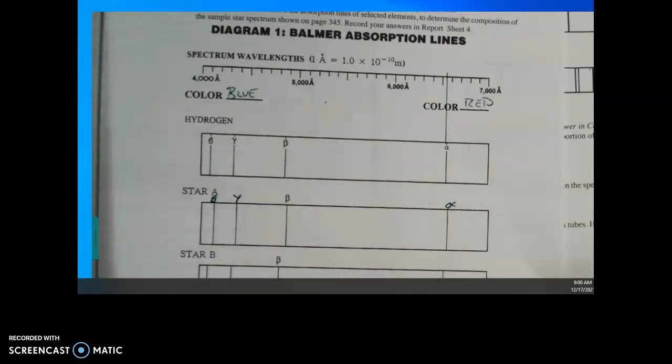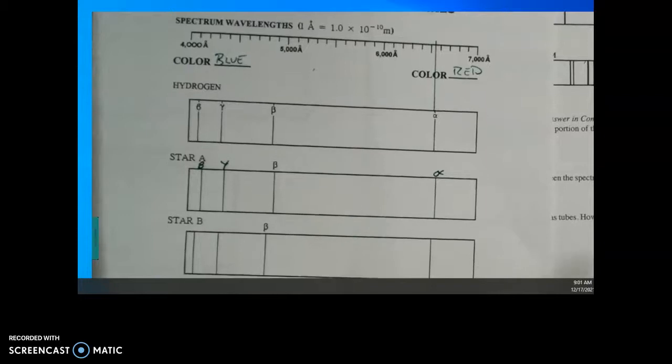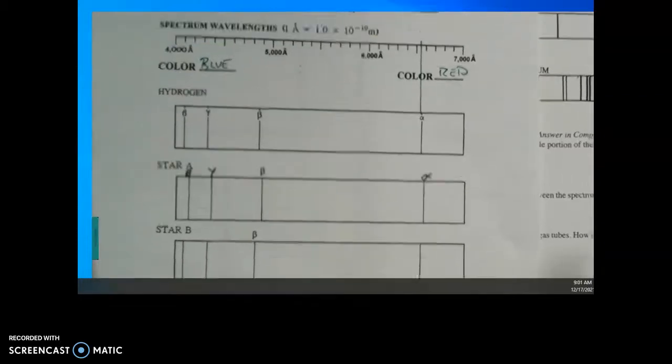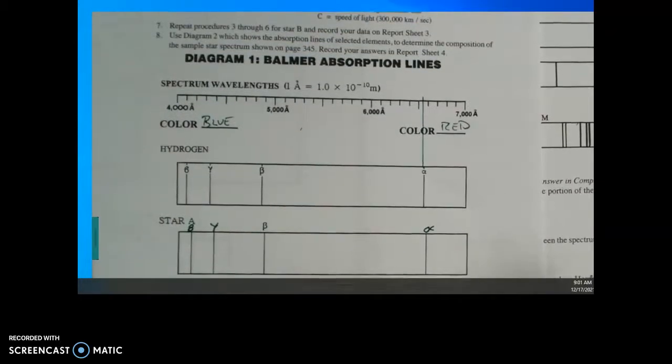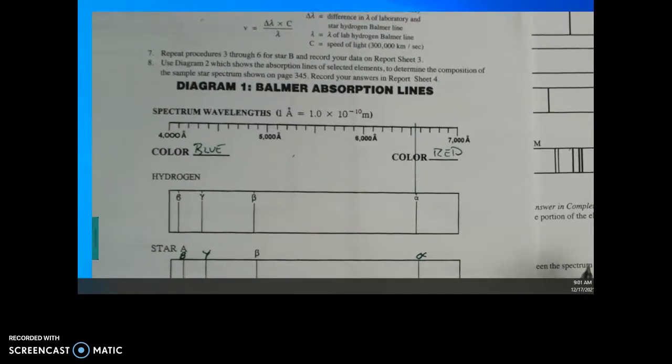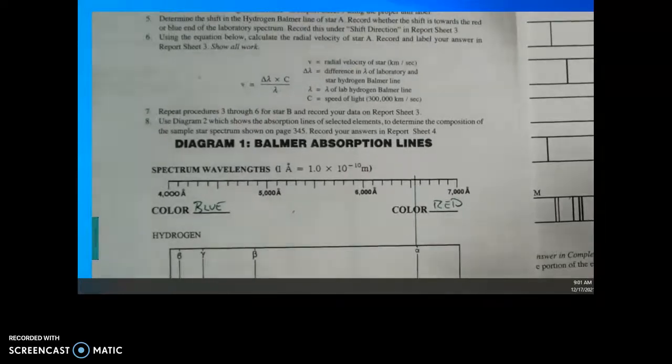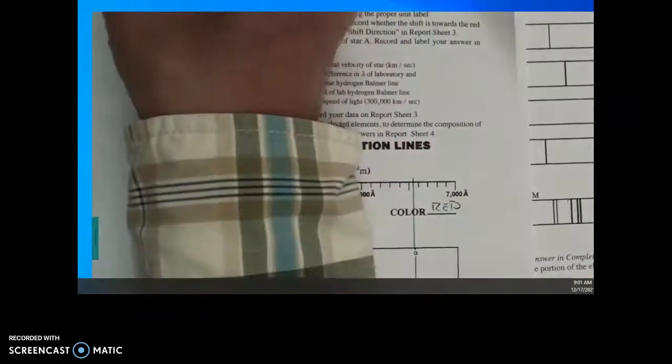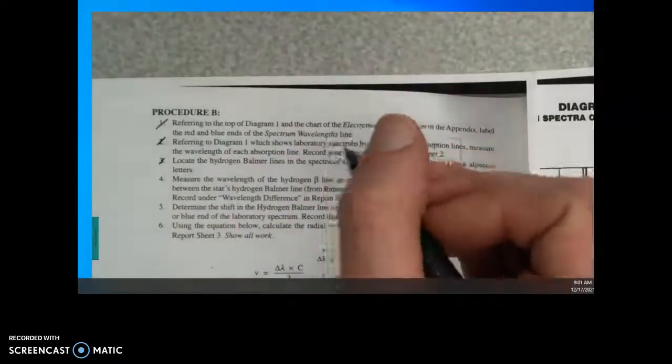And if you're not real good with Greek alphabet letters, just make it look somewhat legible there. And we've done number 3 here now.